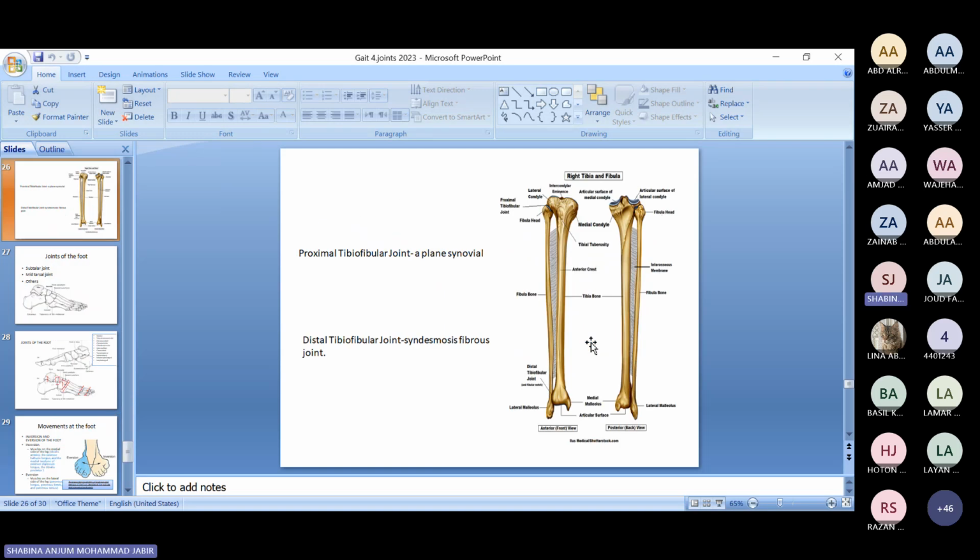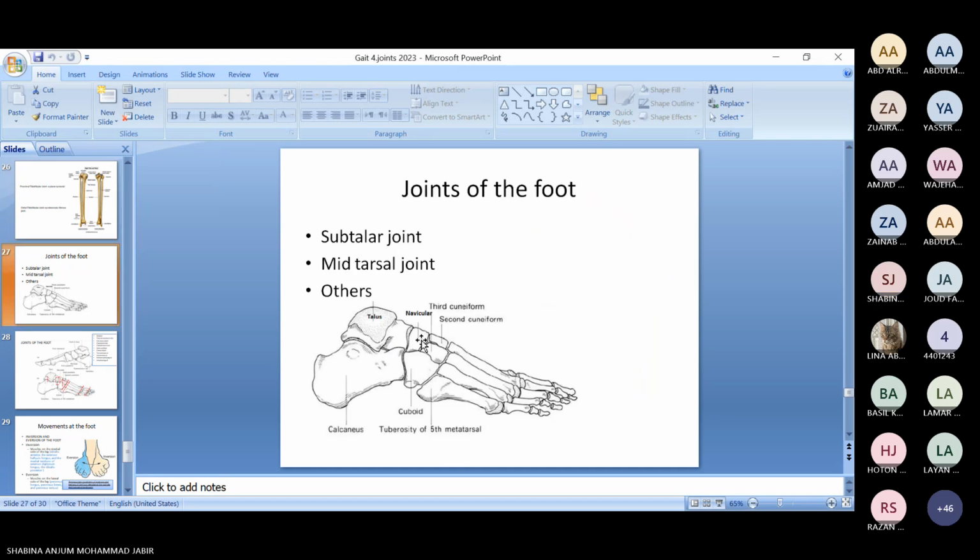Then the superior tibiofibular joint is a plain synovial joint. The inferior one is not a synovial joint; it is a fibrous joint called syndesmosis. Now, joints of the foot. No need to worry, this is very easy to know because the names are easy. If you join any two bones, it becomes a joint. First of all, we have the subtalar joint.